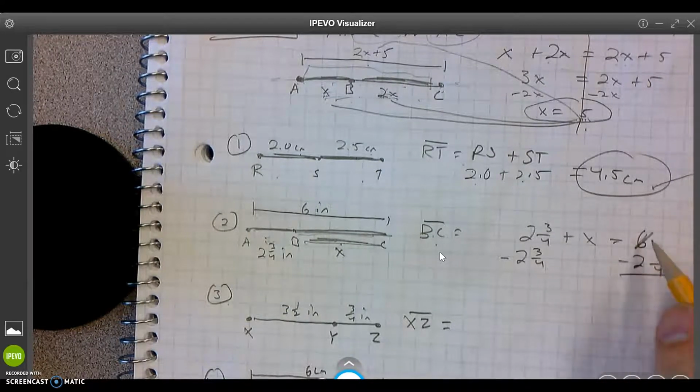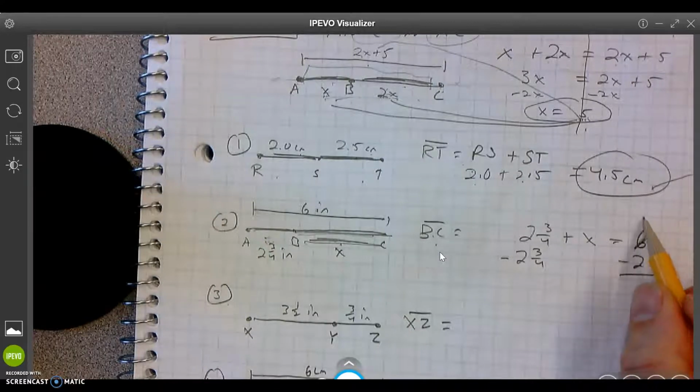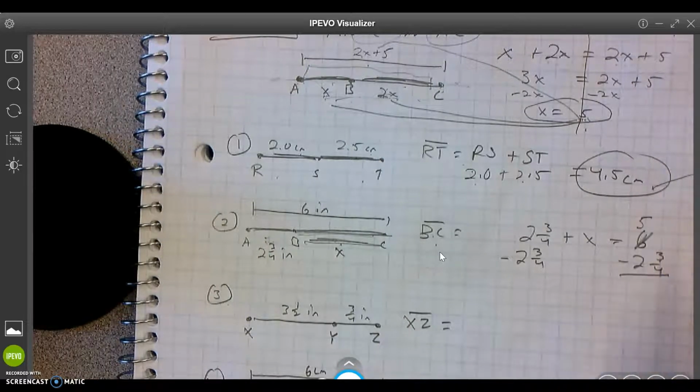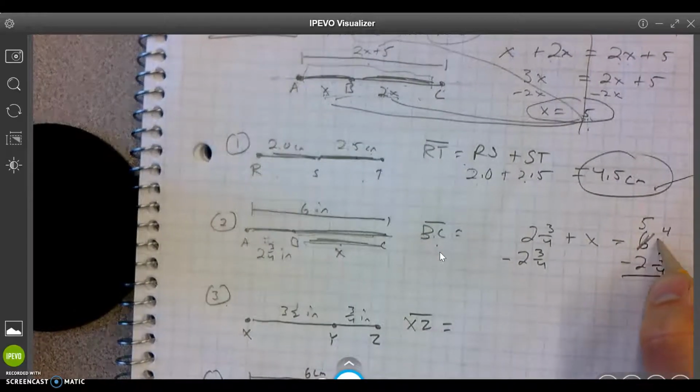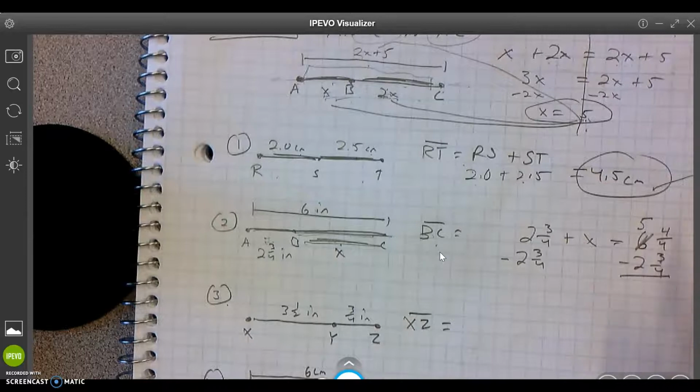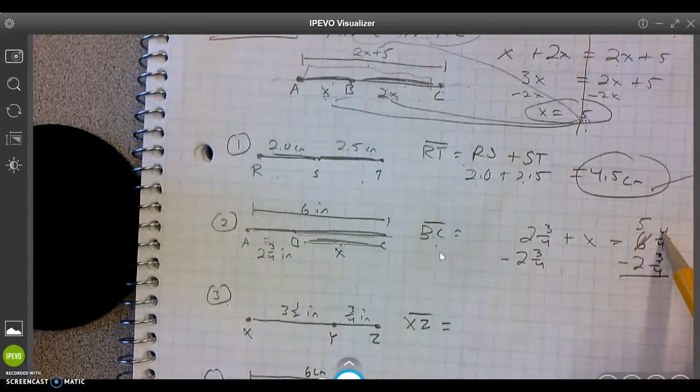Borrow is not a good term. Let's just call it rearrange. So I'm going to take this 6 and make it 5. That means I have 1 remaining. So that 1 is going to be 4 out of 4, because 4 out of 4 is 1, right? If I have 4 slices out of 4 possible on a pizza, that'd be 1. So 5 plus 1 is 6. So this is the same thing.